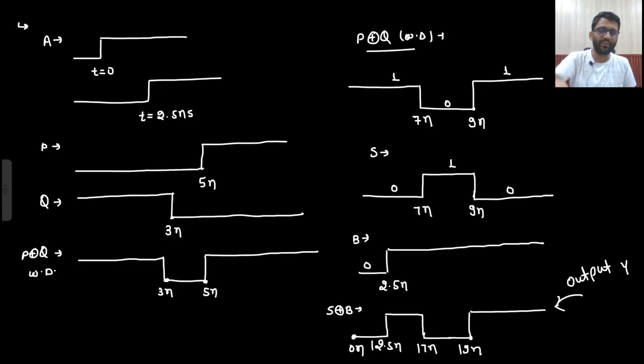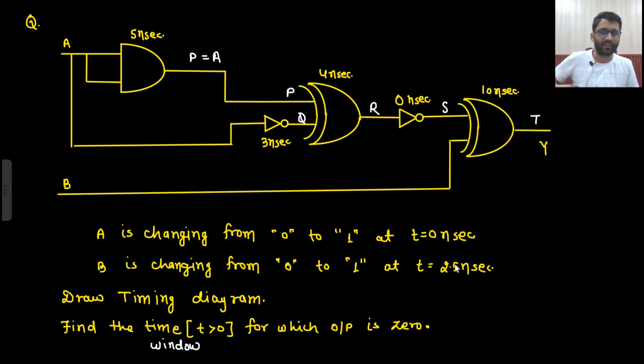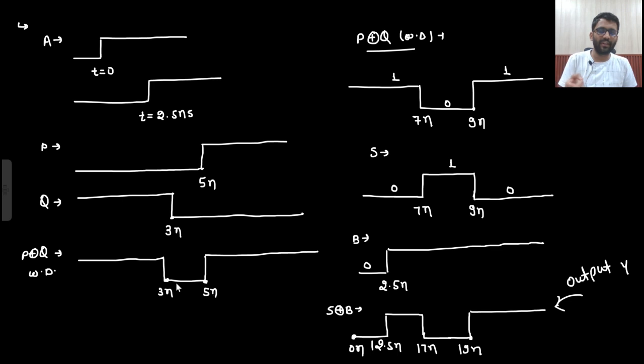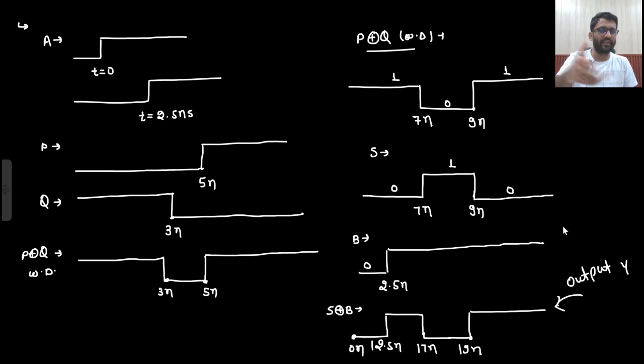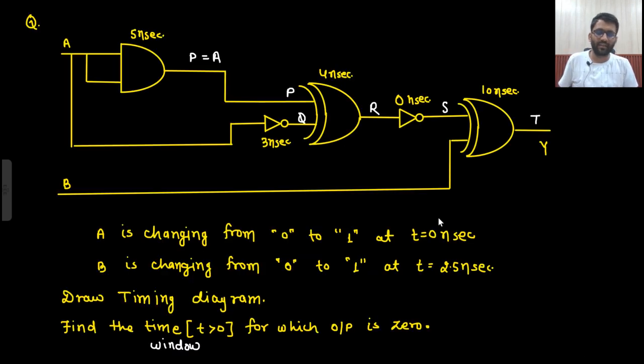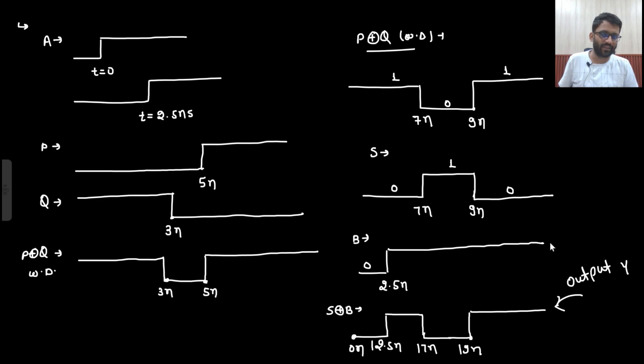Then we had XOR of these two. So 1 0 1 0 0 1 0 1. So that we got without delay. Right? Then we introduced a delay of 4 nanosecond. So 4 plus 3, 7, and 5 plus 4, 9 nanosecond. Then S is simply inverted, without any delay. Then B is coming here, that is this kind of waveform. Then we need to take the XOR and then delay by 10 nanoseconds.